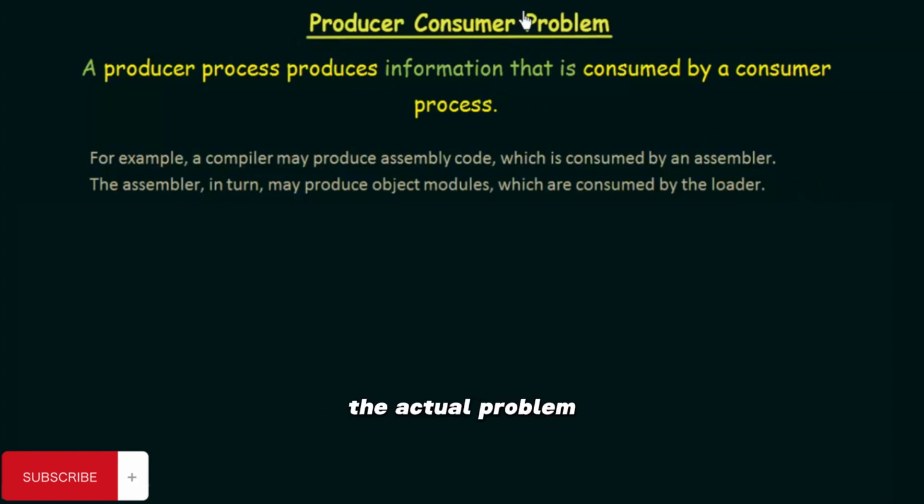Now what is the actual problem? In this producer-consumer problem, we need to make the producer and consumer work concurrently. The producer will produce and the consumer has to consume, and they have to work concurrently so that the consumer will only consume what is produced and will not try to consume what is not produced. So let's see what the solution to this producer-consumer problem is, or how we can make the producer and consumer work concurrently.